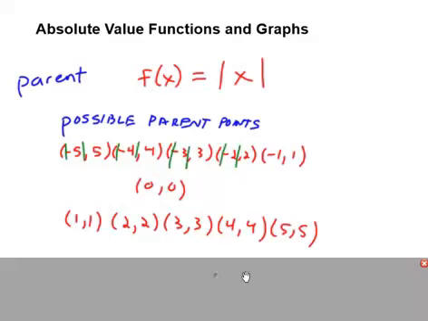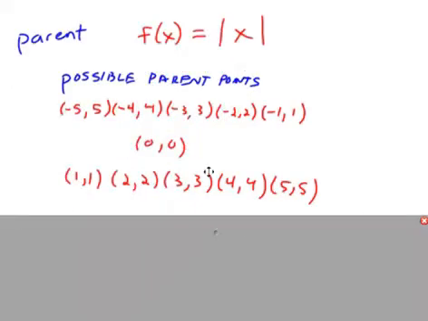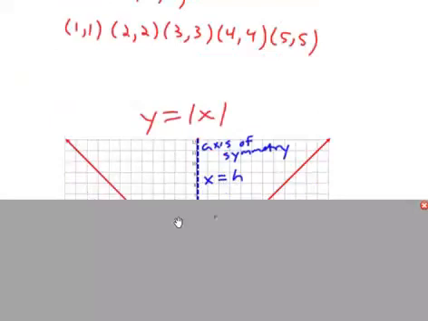Remember, absolute value is defined as the distance from 0 on a number line. So distance has to be positive. So whatever you get out of absolute value has to be positive. Absolute value of 1 is 1. Absolute value of 2 is 2. Of 3 is 3. And so on and so forth. So we could use these as starting points. If you were to put these points on a coordinate plane, this is what it would look like.